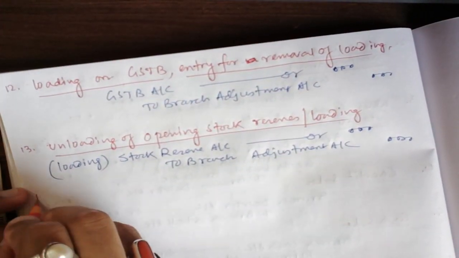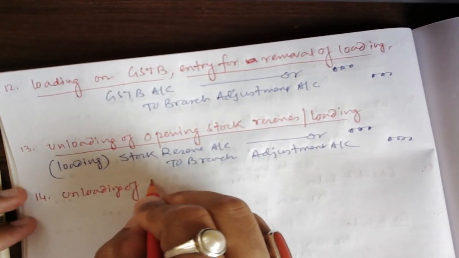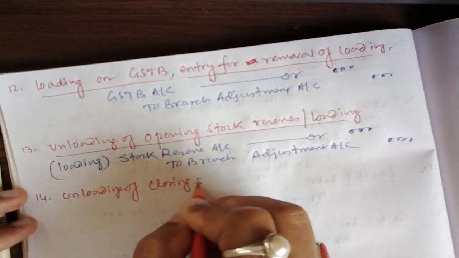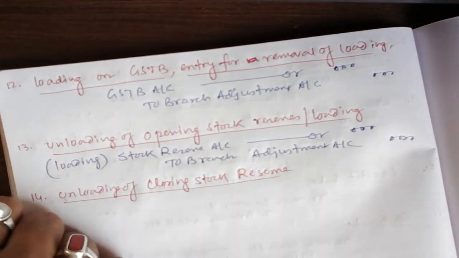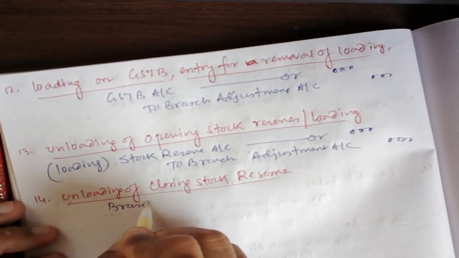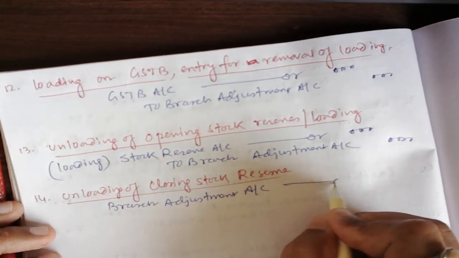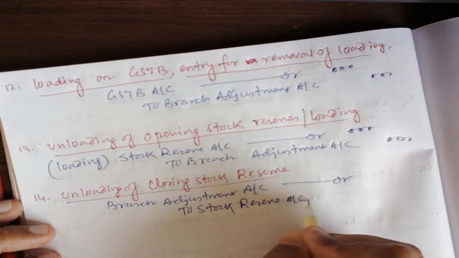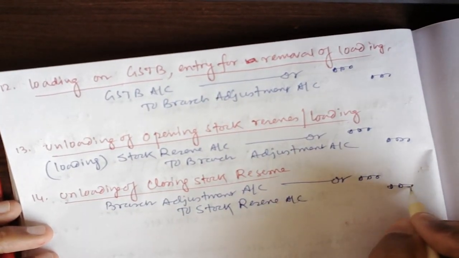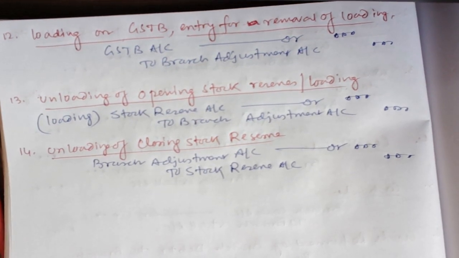Now we are going to write the closing stock. Closing stock will be the opposite entry. Unloading of closing stock reserve. So you can write here branch adjustment account debit to stock reserve. Done, sir. So unloading of the closing stock reserve, branch adjustment account debit to stock reserve, that is what is completed.